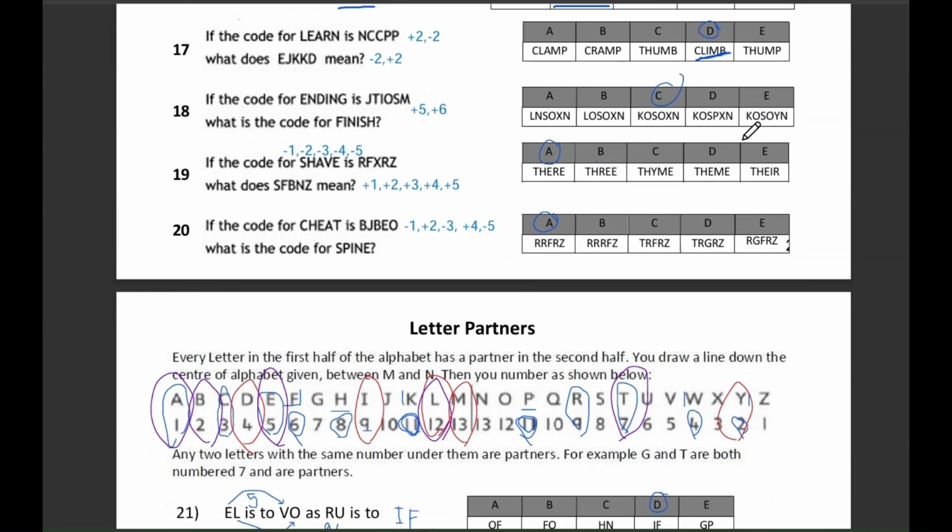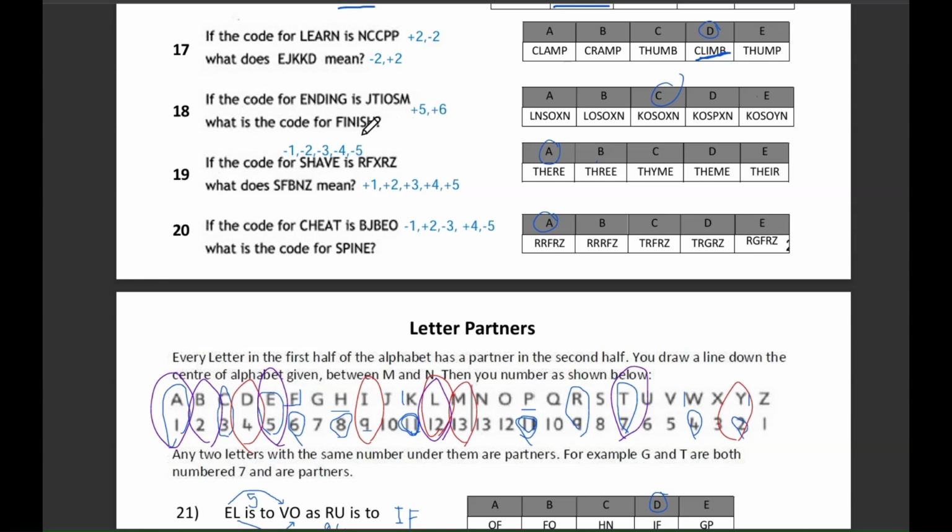Question 18. Ending is coded as JTIOSM. Let's see the pattern here. E to J is +5, N to T is +6, D to I is +5, I to O is +6, N to S is +5, and G to M is +6.